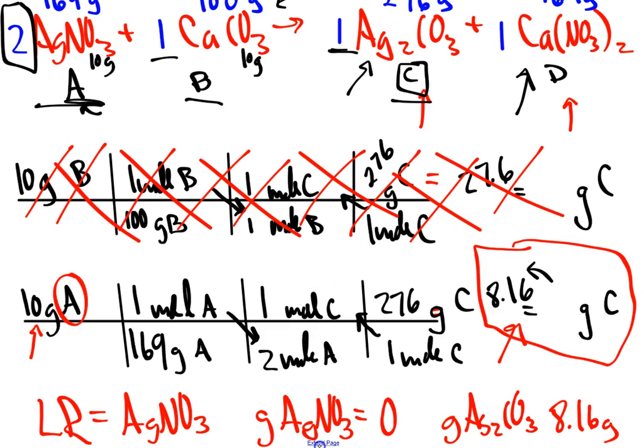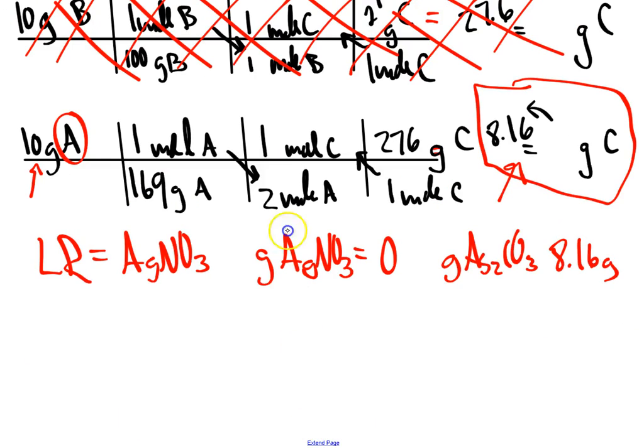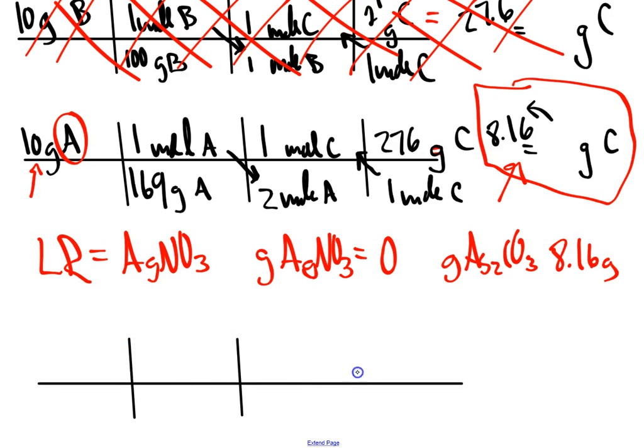No, not yet. Now we need another picket fence that solves for the amount of my other product. But it has to start with what? My limiting reactant, which we were calling grams of A, right? Yep. No. Okay, we'll pick this up.